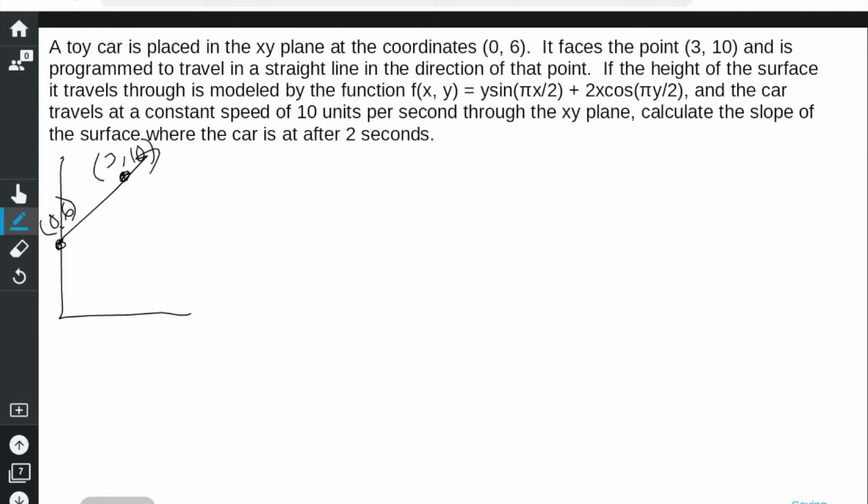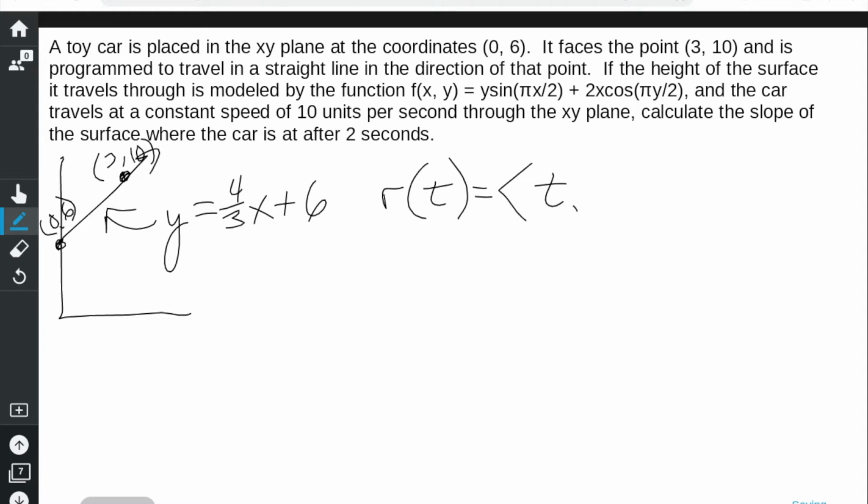So the first thing I might want to do is find the equation of this line. We have y equals 4/3 x, since the slope of this line is 4/3, and it's been shifted up 6. So there's our equation of our line. If I wanted to write a parametric equation of this line just in the xy plane, I could write r of t, let x equal t, and then just set y equal to 4/3 t plus 6.